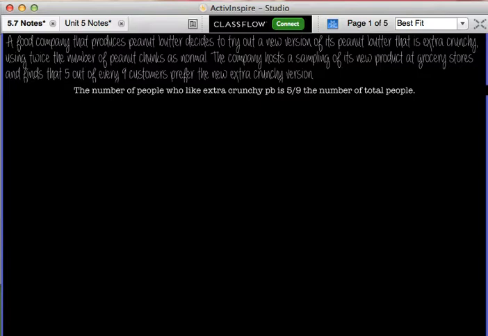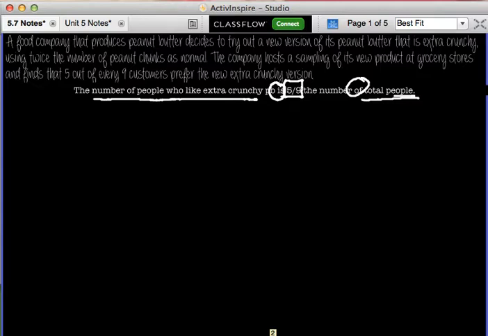So we're going to take our first sentence, which was: the number of people who like extra crunchy peanut butter is 5/9 the number of total people. Right, so in this case, the number of people who like extra crunchy is 5/9 the number of total people. Okay, so we're just going to put 5/9 of total people. Right? So first things first.